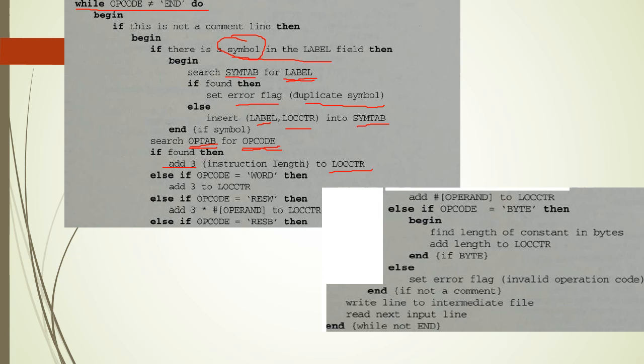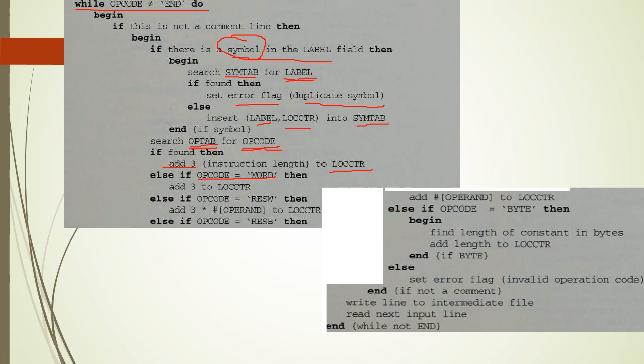So once the label is handled, we check whether it is an opcode. If the opcode is present in the opcode table, then you do this. Otherwise, if the opcode is not present in the opcode table, it may be an assembler directive. What are the different assembler directives? Start, end, word, reserve byte, etc. You have to check whether the opcode is equal to WORD. If it is a WORD, add 3 to the location counter value.